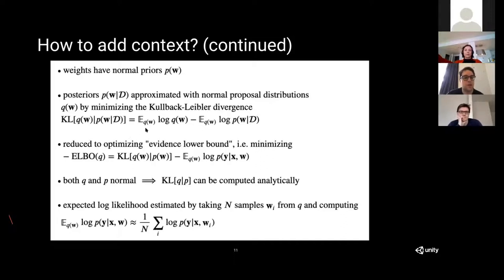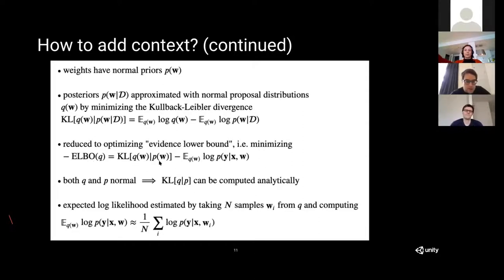So we take the expectation with the proposal distribution of the log proposal minus the log posterior. But of course here, we're trying to solve this posterior, so this formula as such is not very helpful because we cannot plug in the posterior here, since that's what we're trying to solve. So we need to expand this term, and of course we can get rid of all the terms that don't refer to W at all. Recall that we are trying to optimize with W. What this reduces to is optimizing the so-called evidence lower bound, or in more detail, minimizing this quantity, the minus ELBO.